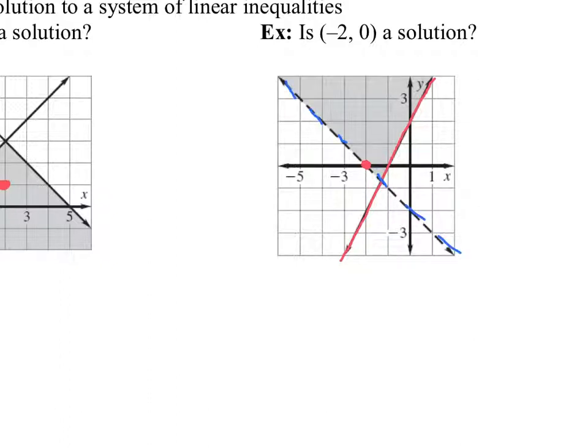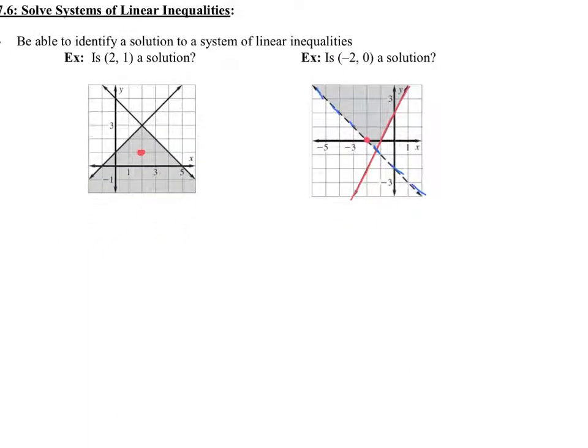So the point negative 2, 0 would be a yes for the red line because it would be in the shaded region of the red line, but it would be a no for the blue line because the blue line is dotted, and dotted lines don't count as part of the solution set. So this first one would be yes because it's a yes to both, and the second one would be no because it's a yes to one but not the other.